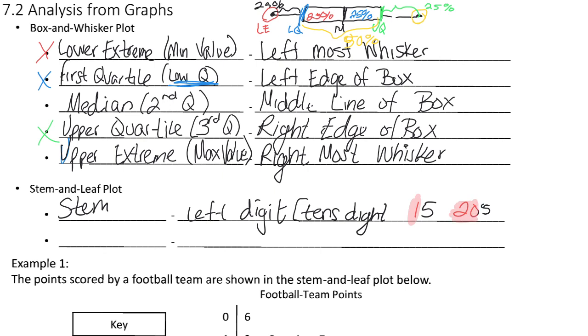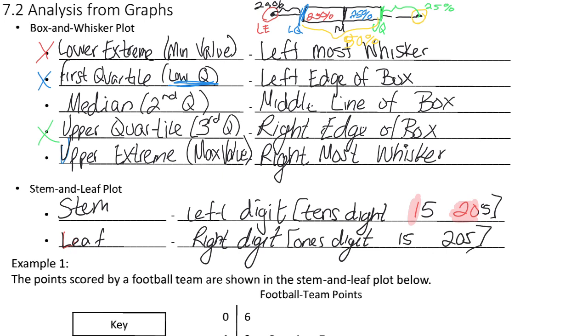The leaf portion is your right digit, and that's normally your ones digit. So again, in those two examples, 15 and 205, my leaf portion would be 5 and 5. Okay, so now let's look at example 1.